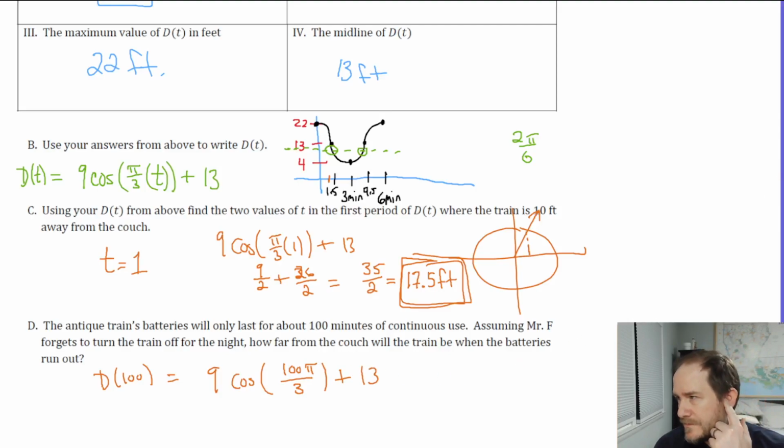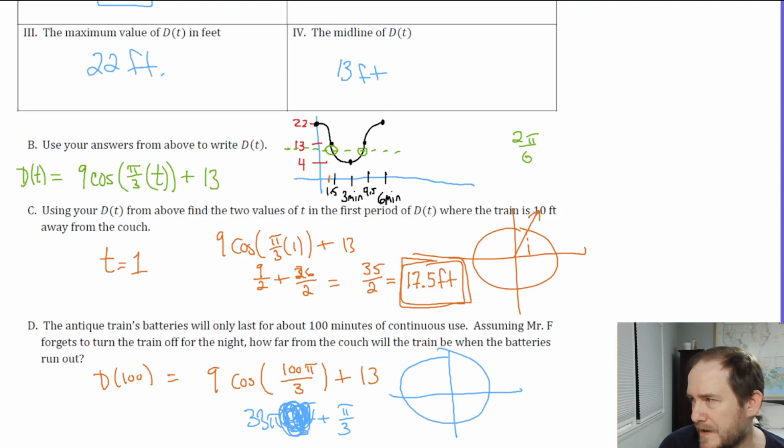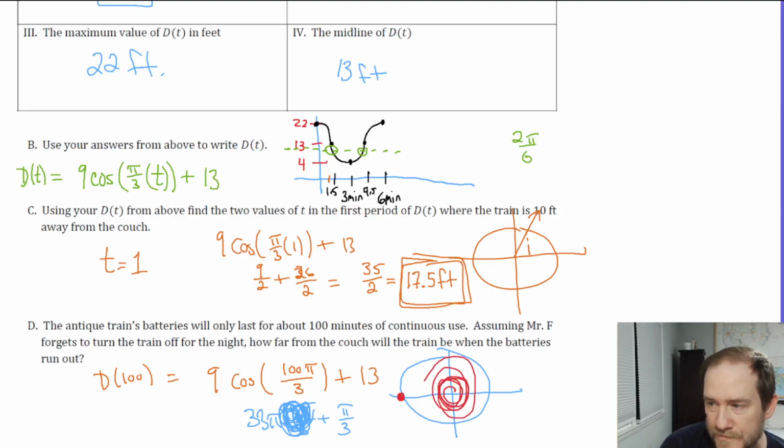So this one too is evaluatable because 100 pi over 3, what is that? That's a lot of pi's. But guess what? 99 pi's over 3 plus an extra pi over 3. What is 99 pi's over 3? Isn't that 33 pi? That's an odd number of pi's. So if that's an odd number of pi's, that would land us right here on the x-axis, right? We would go around 33 times, but would land here. Then we would go an extra pi over 3.